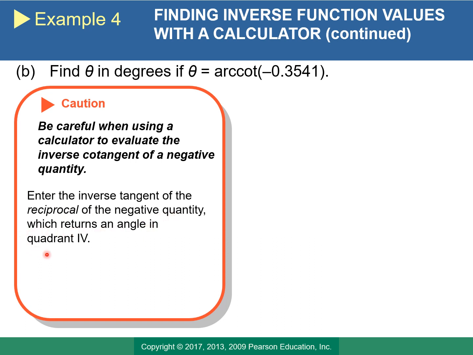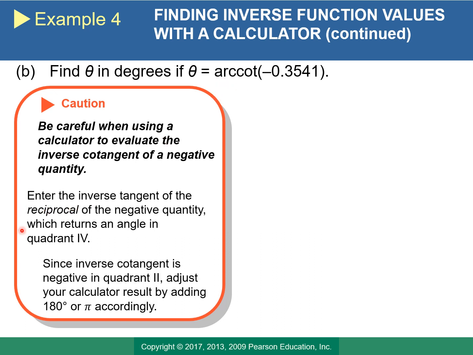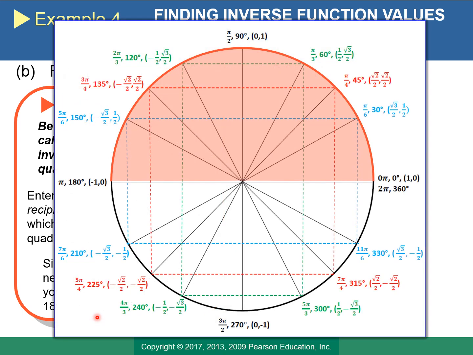Now that's actually going to give us an angle in quadrant 4, which is not defined for cotangent inverse. So we're going to have to adjust, because the calculator will give us an angle in quadrant 4, but cotangent inverse is not defined for quadrant 4. So to adjust, we have to add 180 or pi. Since inverse cotangent is negative in quadrant 2, you just adjust your answer by adding 180 degrees or pi.